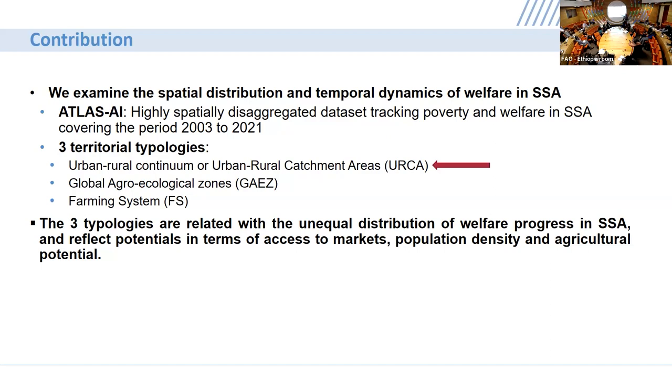But we also added the global agroecological zones. These are based on precipitation, temperature, and elevation. And then farming systems, which are based on the types of crops that are grown in a particular area, or let's say agricultural activities, livestock as well. Hypothesizing that these all are likely to influence these dynamics, right?